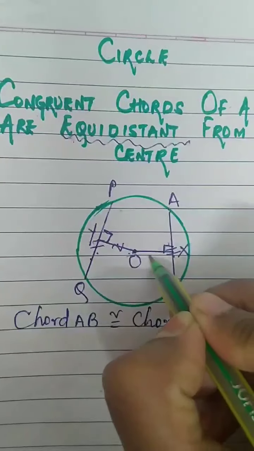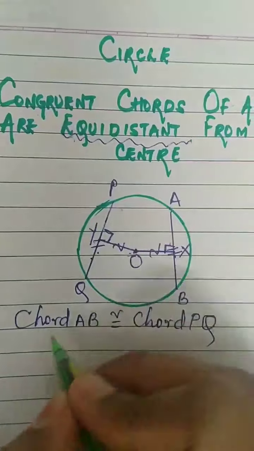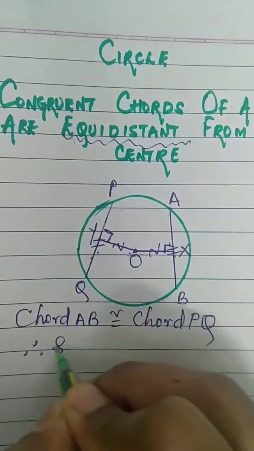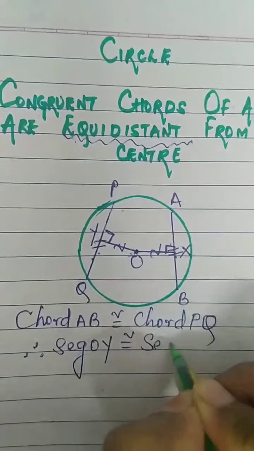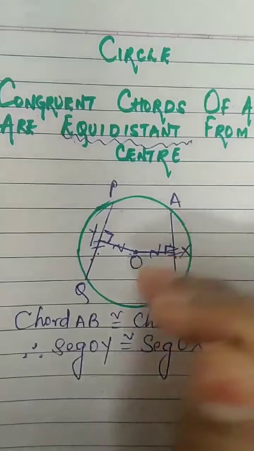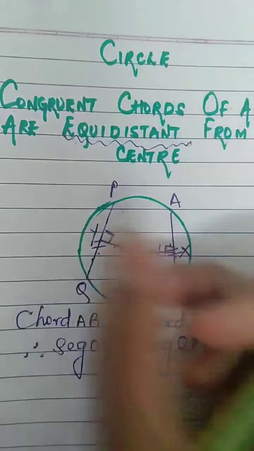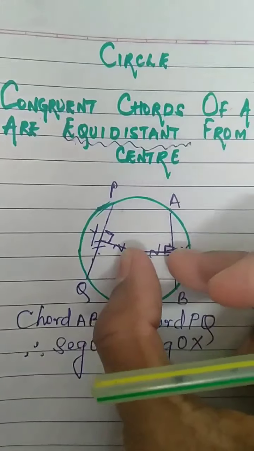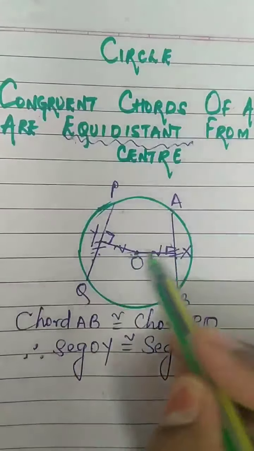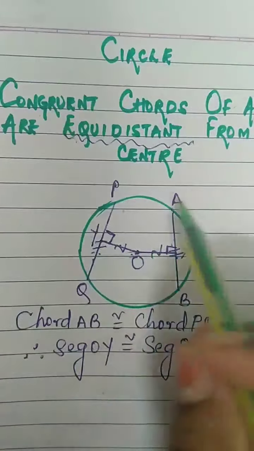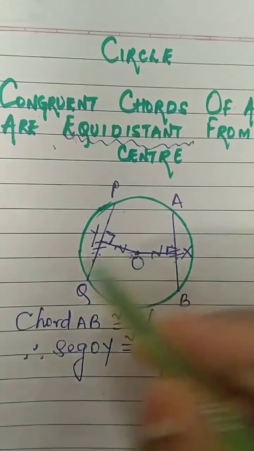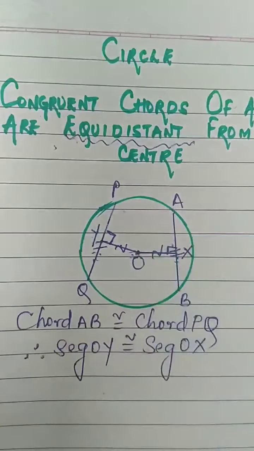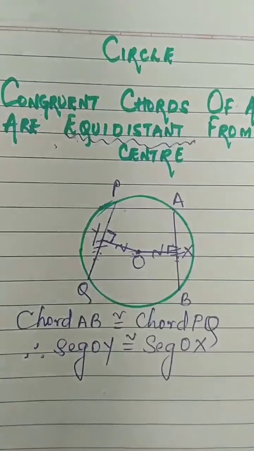So this distance and this distance are also same. So therefore, segment OY congruent to segment OX. Distance of this chord from the center and distance of the second chord from the center will be equal. Both will be equidistant. Understood? So if you have two congruent chords, the distance of those chords from the center will also be same, equidistant.